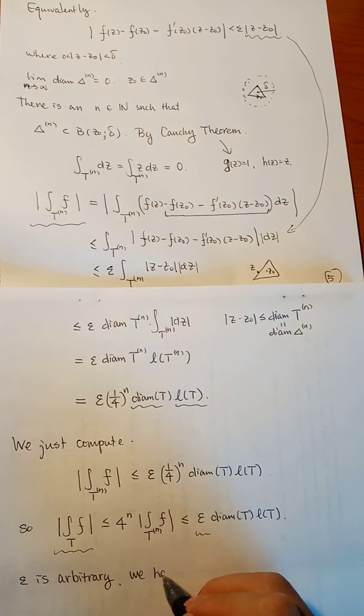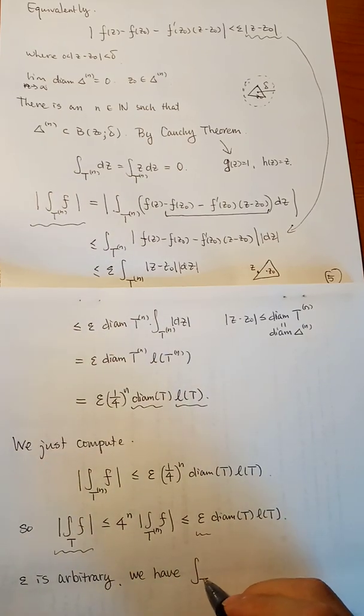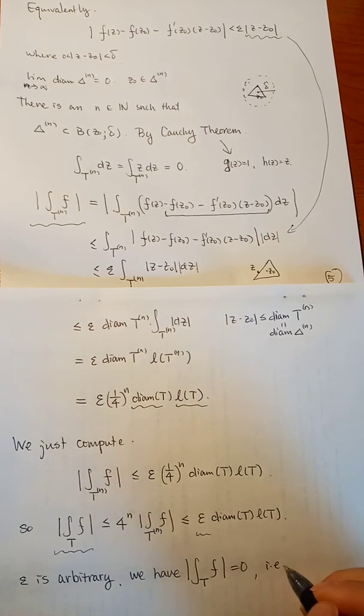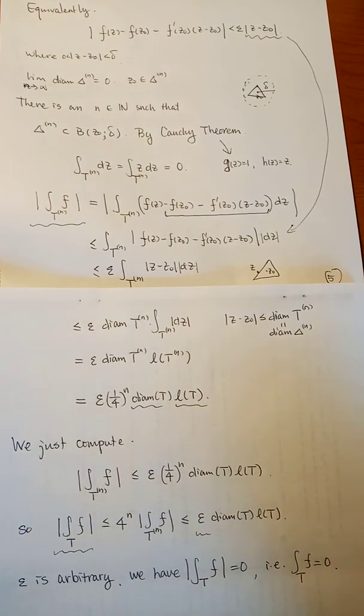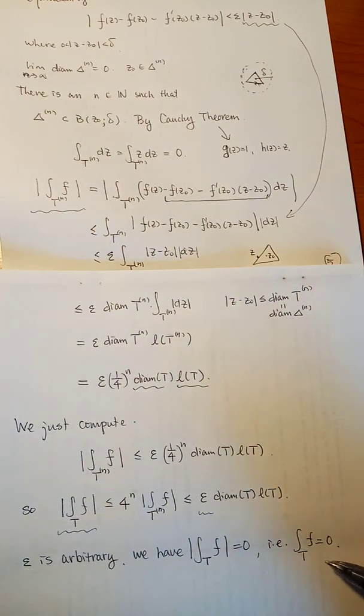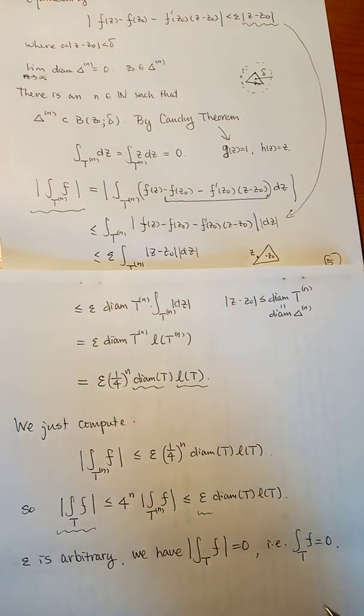We have the integral of f, with or without the absolute value, is the same thing, and you get 0. So we proved that the integral of this differentiable function, check here, we only use differentiability, along any triangular path is 0. Then by Morera's theorem, it is an analytic function. Okay, so that's the proof.